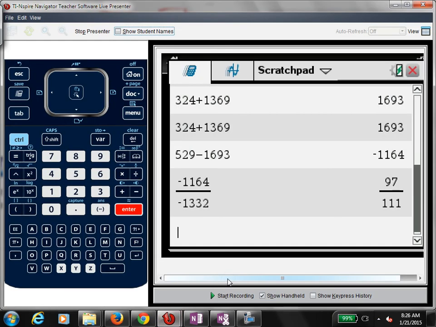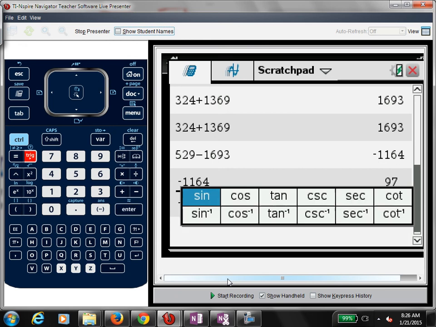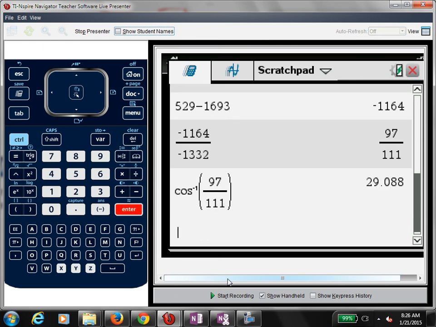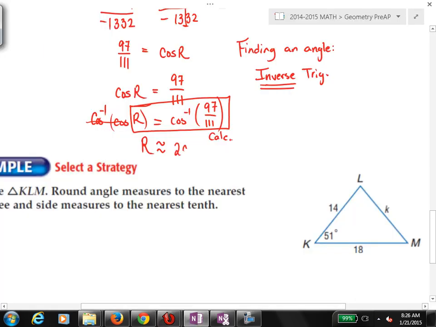I'll put it up right now, but let me figure this out. It's going to be r equals the inverse of cosine. Did you guys get this? 29.088. So I'm going to say 29.09, and it is degrees.